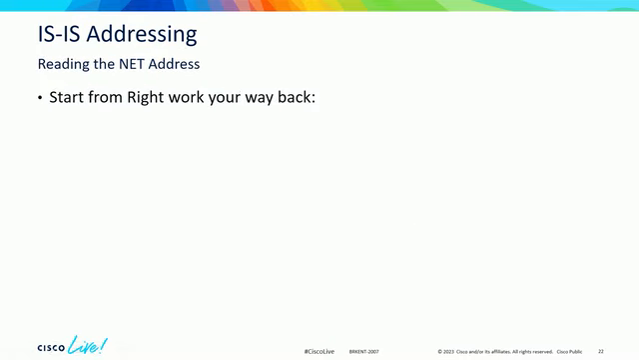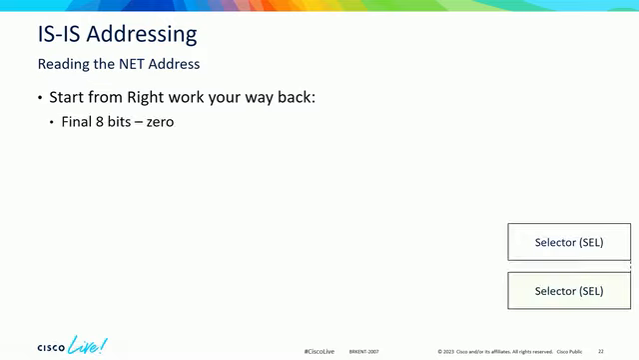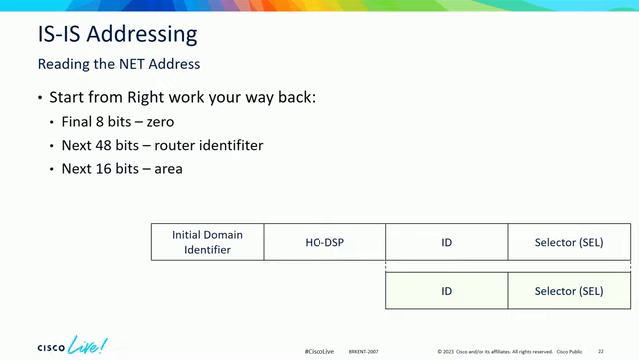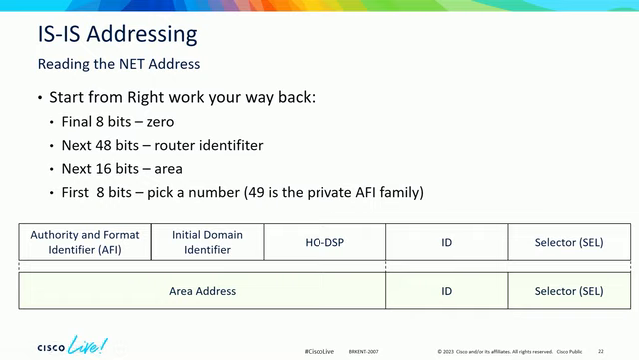Now, let's walk through the logic. Don't read it from left to right, read it from right to left. To start with, the cell, the final bits, will always be 0. The next 48 bits become the router identifier. How do you make it unique? Some people will convert it from IP addresses. Some people just create 0001, 0001, 0001 or 0002, with a little bit of variation. The next 16 bits become part of your area. What do you want your area identifier to be? And then the first bits are the AFI.